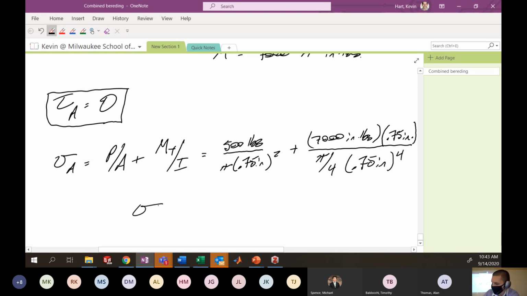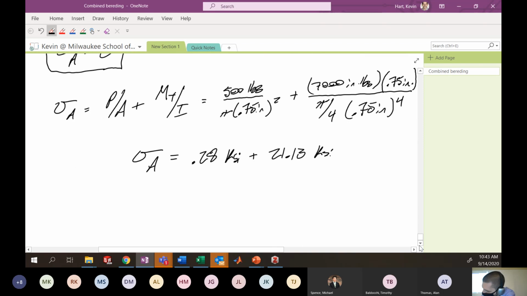In the end, my normal stress has a contribution from the axial load of 0.28 KSI. I'm going to add to that my contribution from the bending moment, which is 21.13 KSI. And I'll have a total normal stress in this new situation with the 500-pound load of 21.4 KSI.